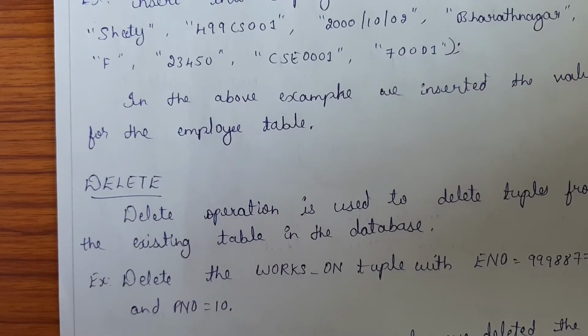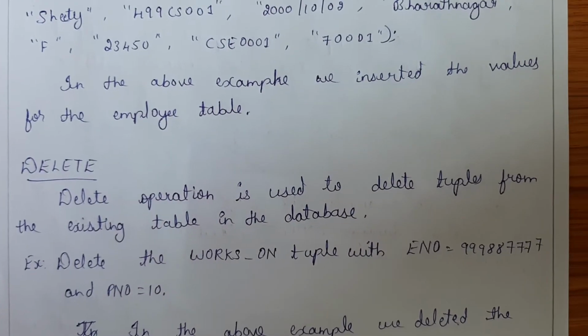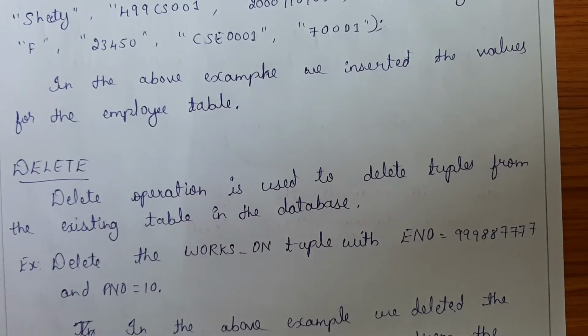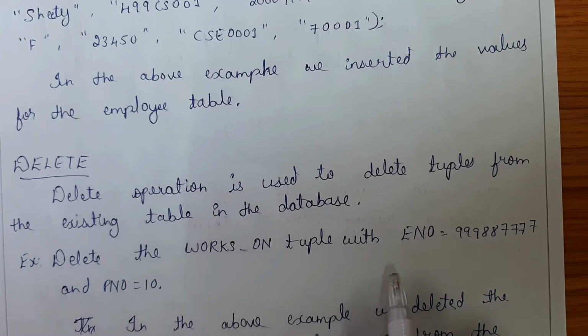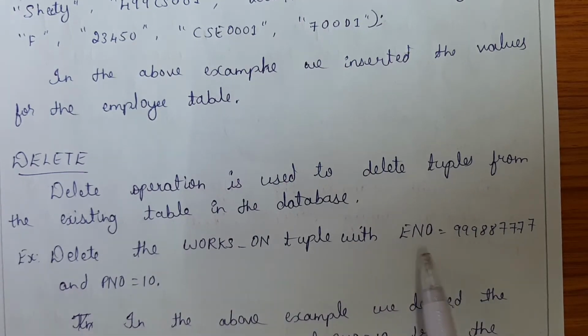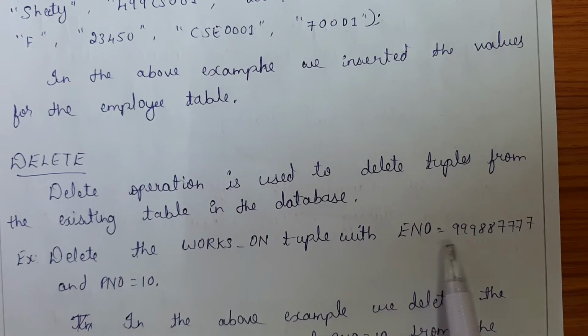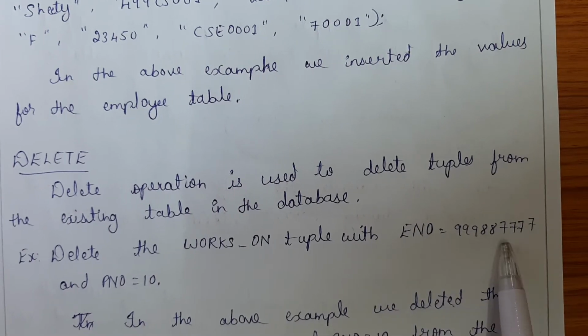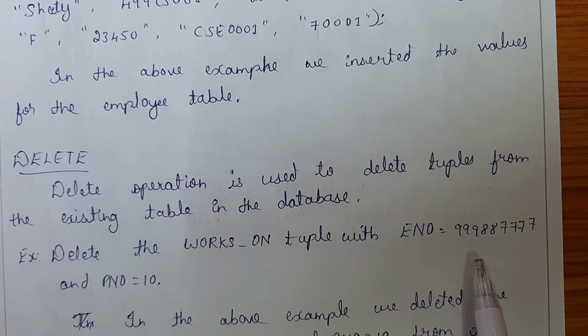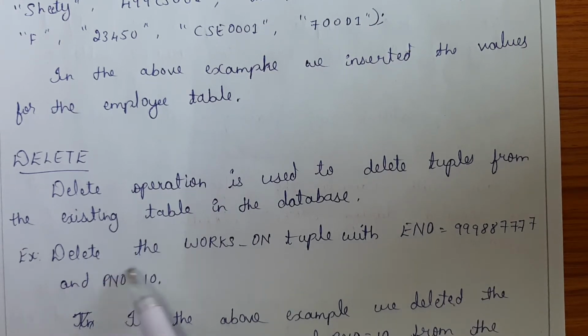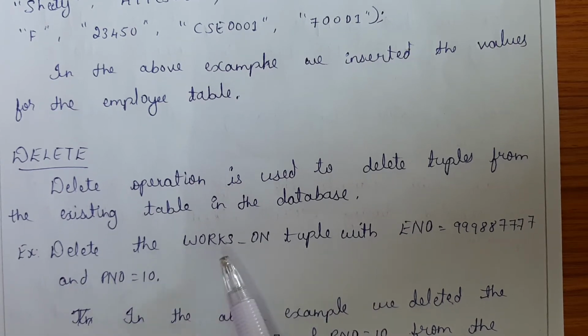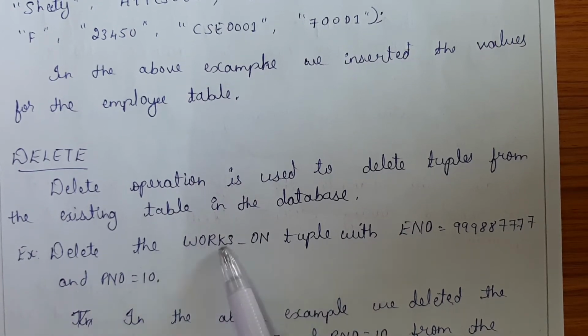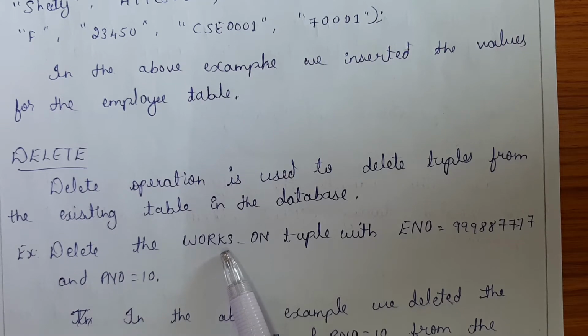So the next operation is the delete operation. If you want to delete one of the details from the table, then we use this operation. So delete the works on tuple with employee number and project number. That means this particular employee number's details we have to delete. So we are going to write like this: delete the works on tuple in the works on table, which is a table we created.